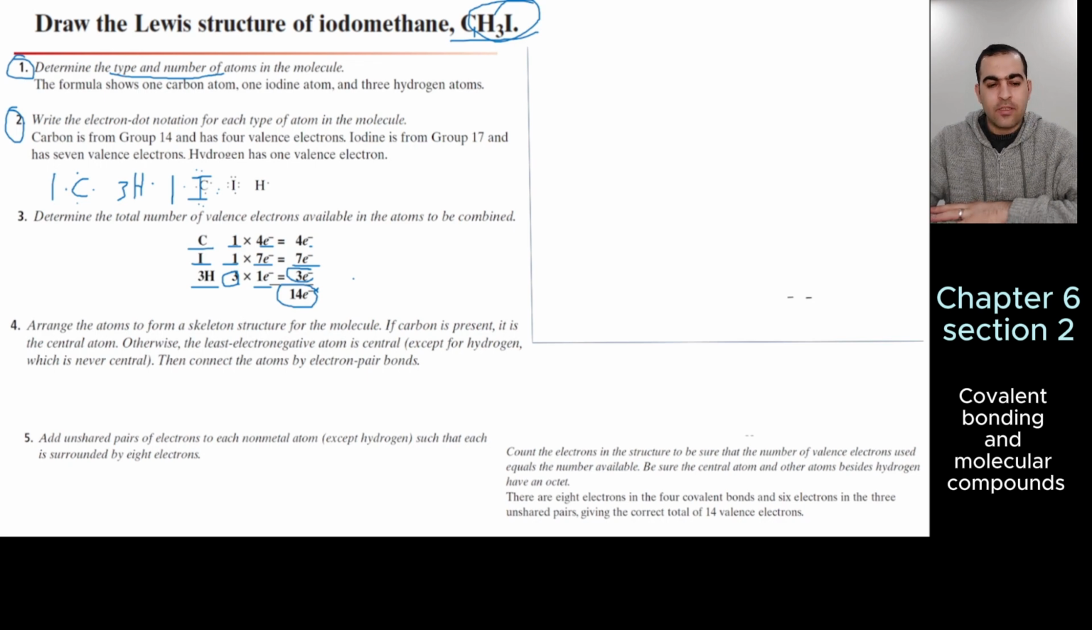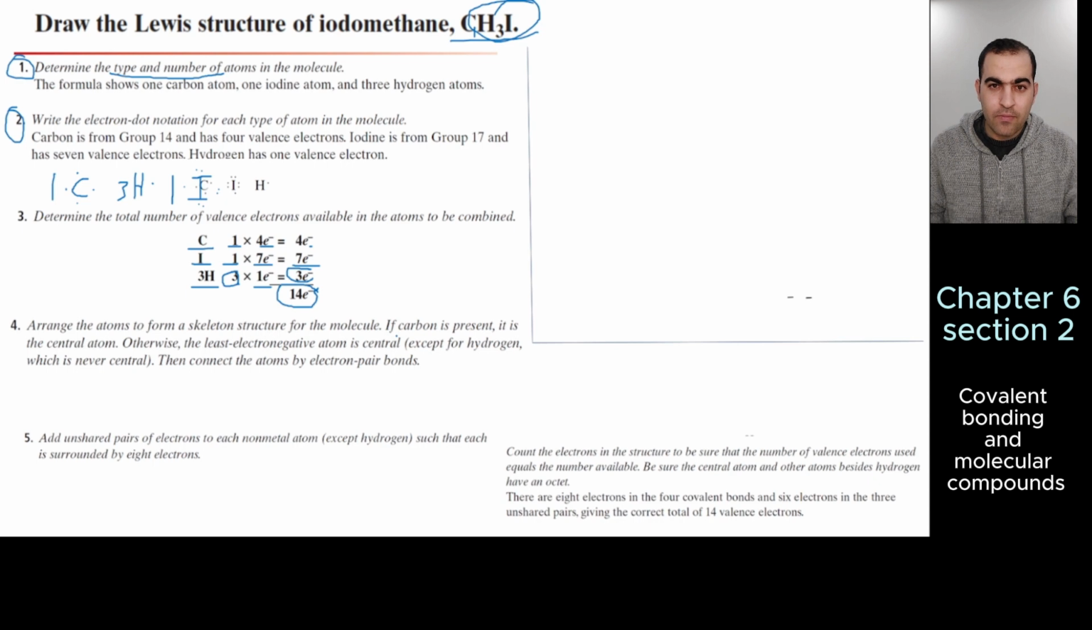Look, it says, next step, arrange the atoms to form a skeleton structure for the molecule. If carbon is present, it's the central atom. Otherwise, the least electronegative atom is central, except for hydrogen, which is never central. First, you must know, if there is carbon, carbon is central. If there is no carbon, the least electronegative is central. And next, you must know hydrogen is never going to be central. The least electronegative atom, the one from the left of the molecule, is going to be central.